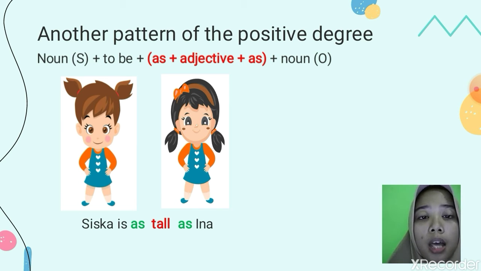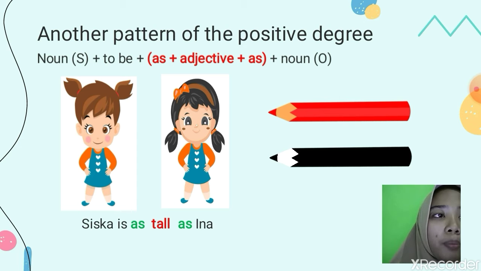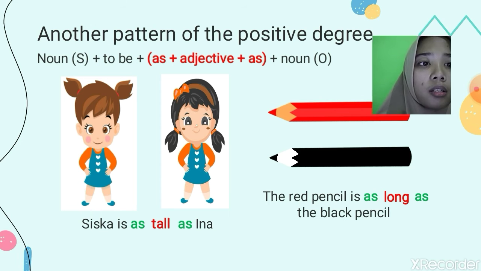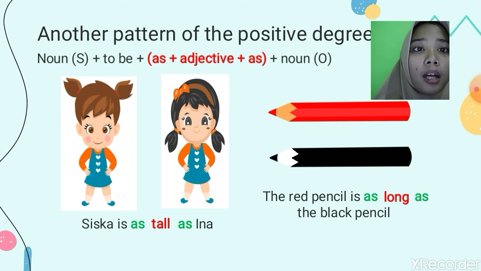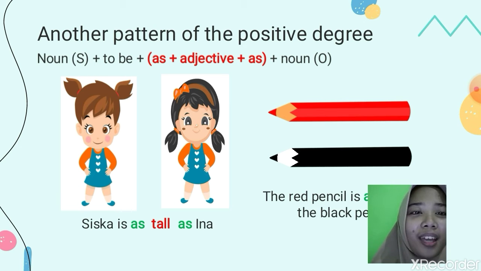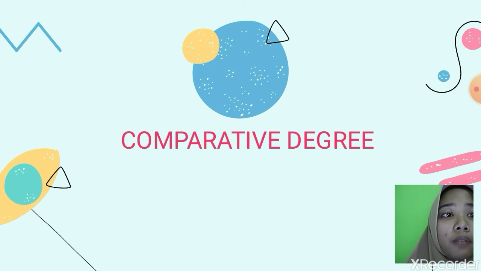In bahasa, we can say that Siska memiliki tinggi yang sama dengan Ina, Siska sama tingginya dengan Ina. The second example is there are two pencils here, and the red pencil is as blank as the black pencil, and I would like to put the word long to describe those pencils. So, pensil merah itu sama panjangnya dengan pensil hitam. Is it understood? Okay, let's move on.